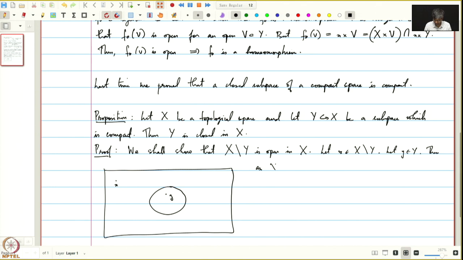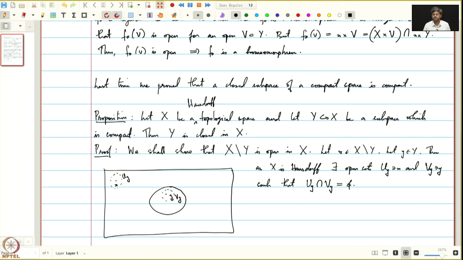Then as X is Hausdorff, so as I had mentioned, from now on we will always be assuming that our topological spaces are Hausdorff, if not mentioned. But okay, as X is Hausdorff, there exist open sets U_y containing x and V_y containing y. So this is our U_y and this is our V_y, such that U_y intersection V_y is empty, right?